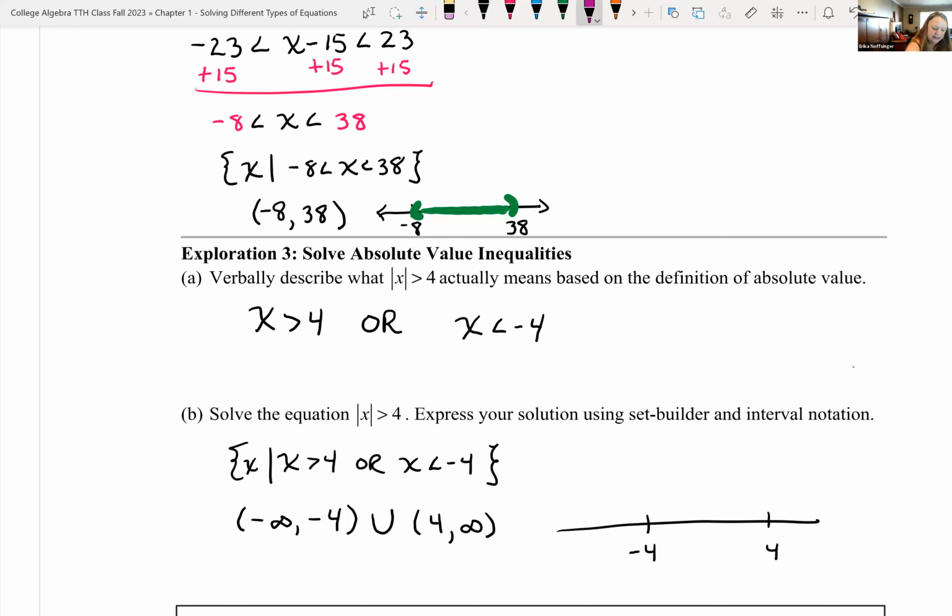So graphing it, we're shading everything to the left of -4 and putting a parentheses on -4. We're shading everything to the right of +4. So parentheses on the 4 and then shade everything to the right. So anything that falls in that shaded region that's not the end value of the inequality would make that a true statement.